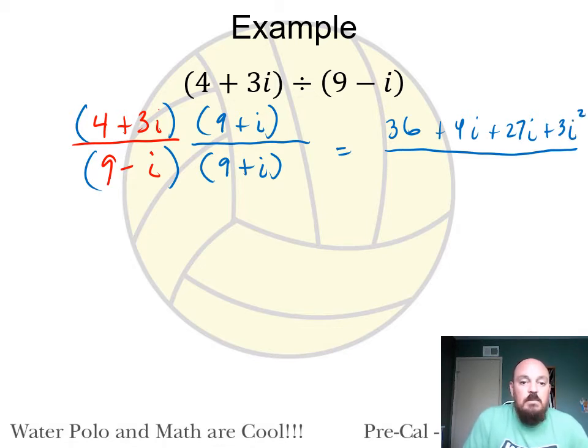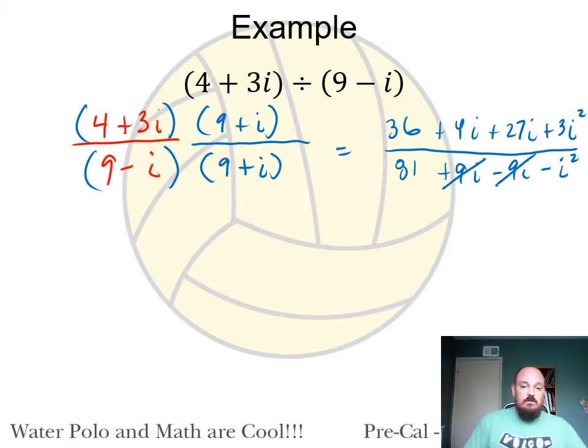Now on the bottom, I have 9 times 9 is 81. I have 9 times i is plus 9i. I have negative i times 9 is negative 9i. And then negative i times positive i is negative i squared. And what happens, because we used conjugates on the bottom, those 9i's cancel. They always will. That's what conjugates do.